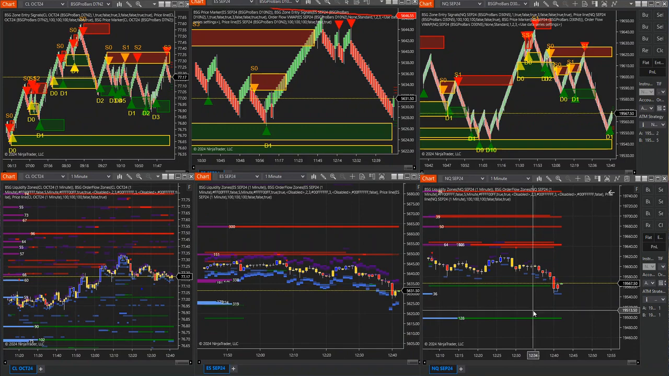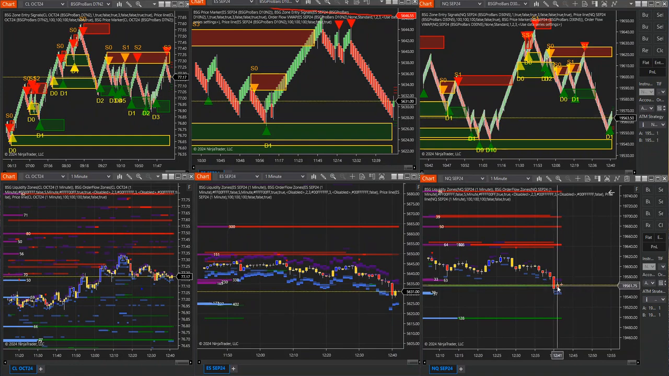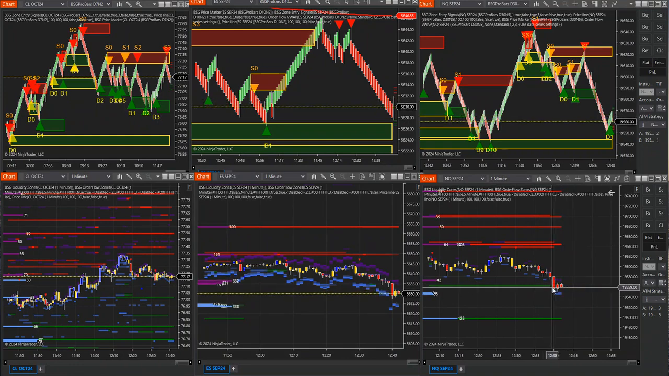All right, looks like it's not going to have a clear breakout. I don't see anything. I don't see any new sellers. Okay, but let's be patient.